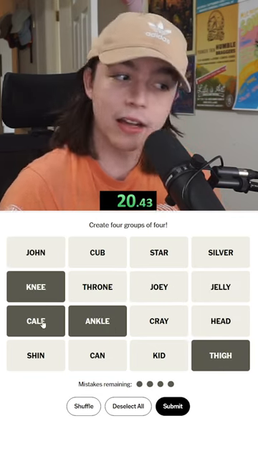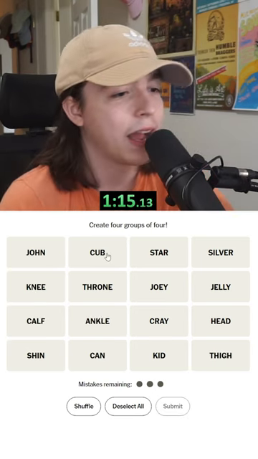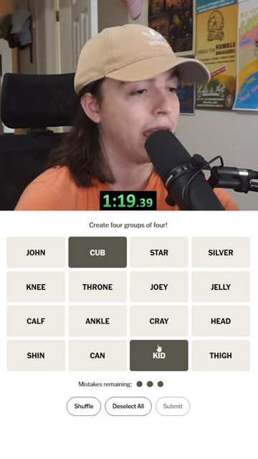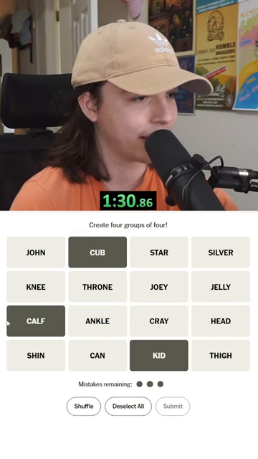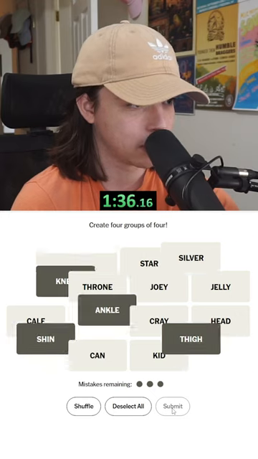Leg parts, maybe? Calf, knee, ankle, thigh, leg parts. What? I have no idea what we're talking about. Oh, cub, kid. Wait, they're like small animals, maybe. A calf. I think I figured it out. So calf is going to go with cub and kid. I need to figure out the fourth one, which is going to make it knee, ankle, shin, thigh, I think.